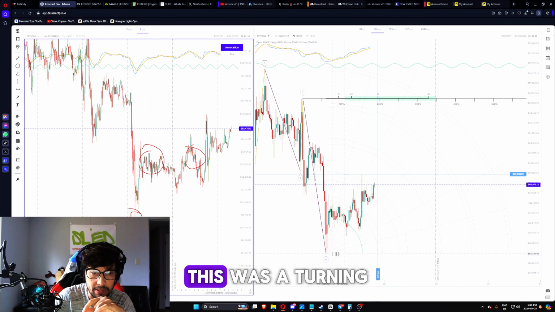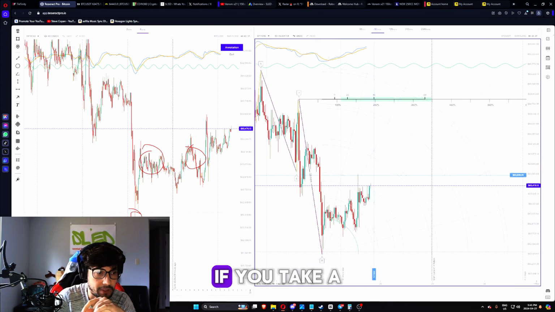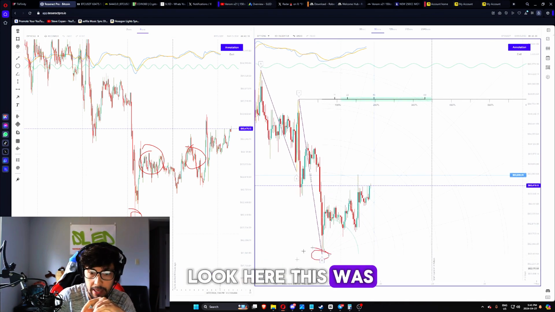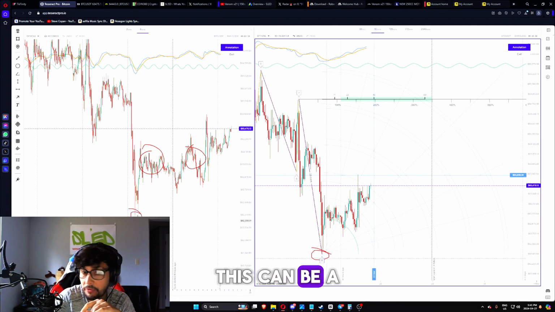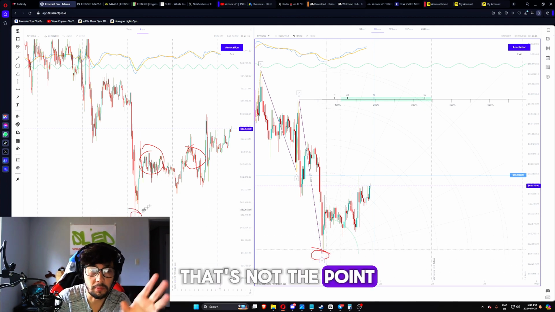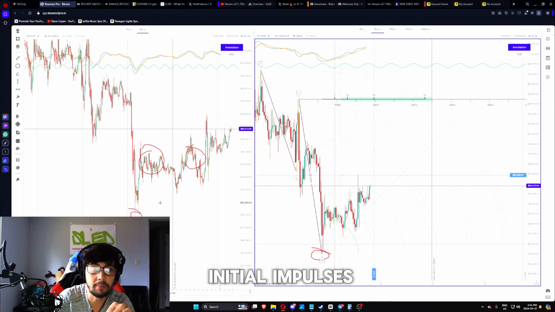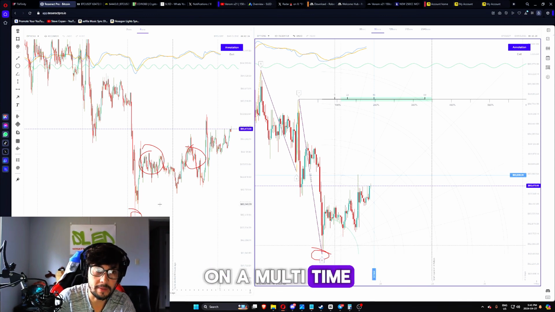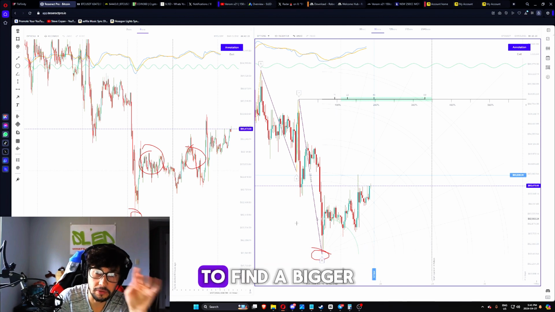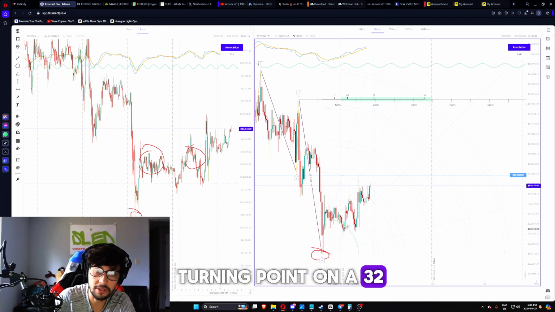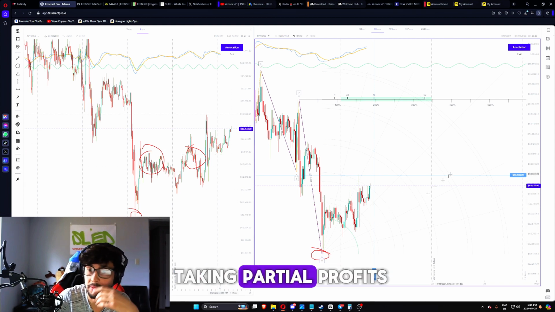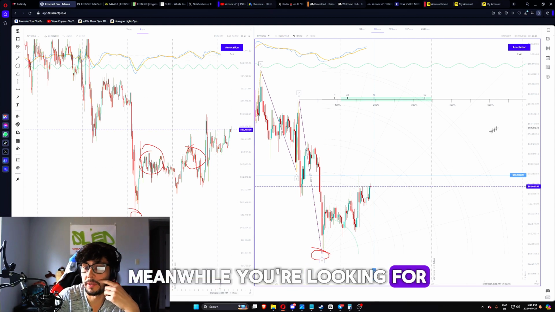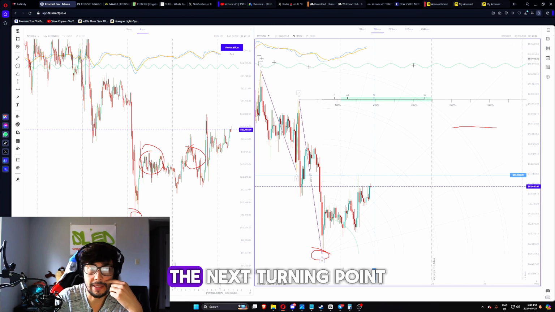And this was a turning point on our 8. If you take a look here, this was an 8 and this was an 8, but they're not always the same. This can be a 4, this can be an 8. That's not the point. The point is you find these big initial impulses on a multi-time frame analysis. You scale it down from 32 to find a bigger turning point on a 32, and you enter a trade, and then you start taking partial profits. Meanwhile, you're looking for the next turning point.